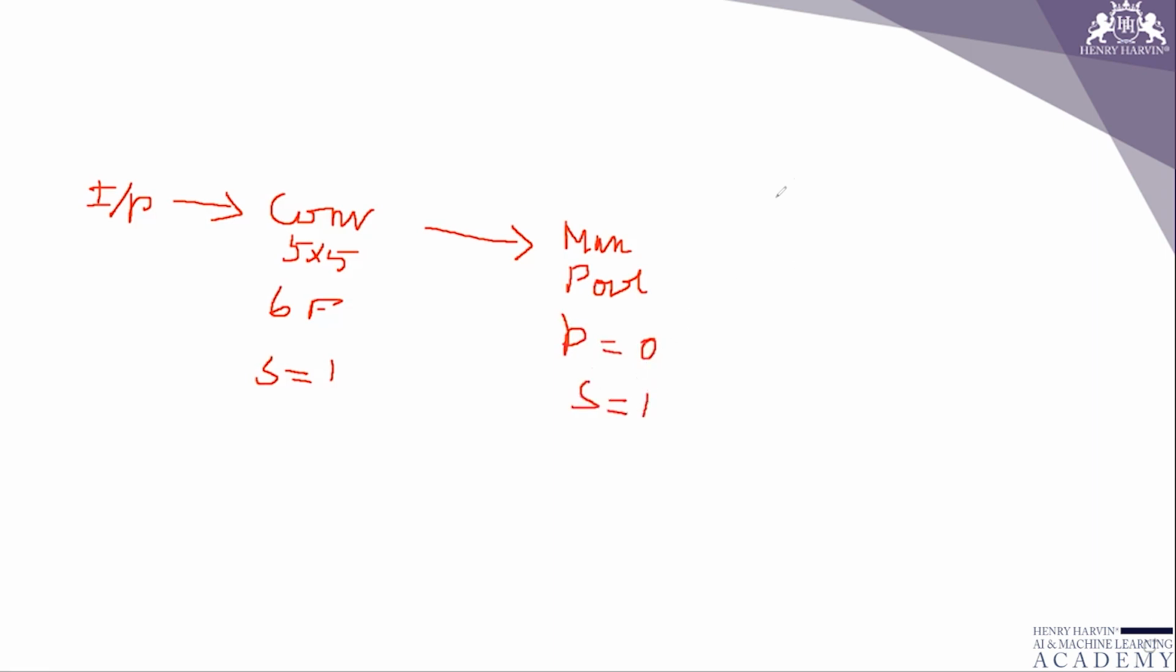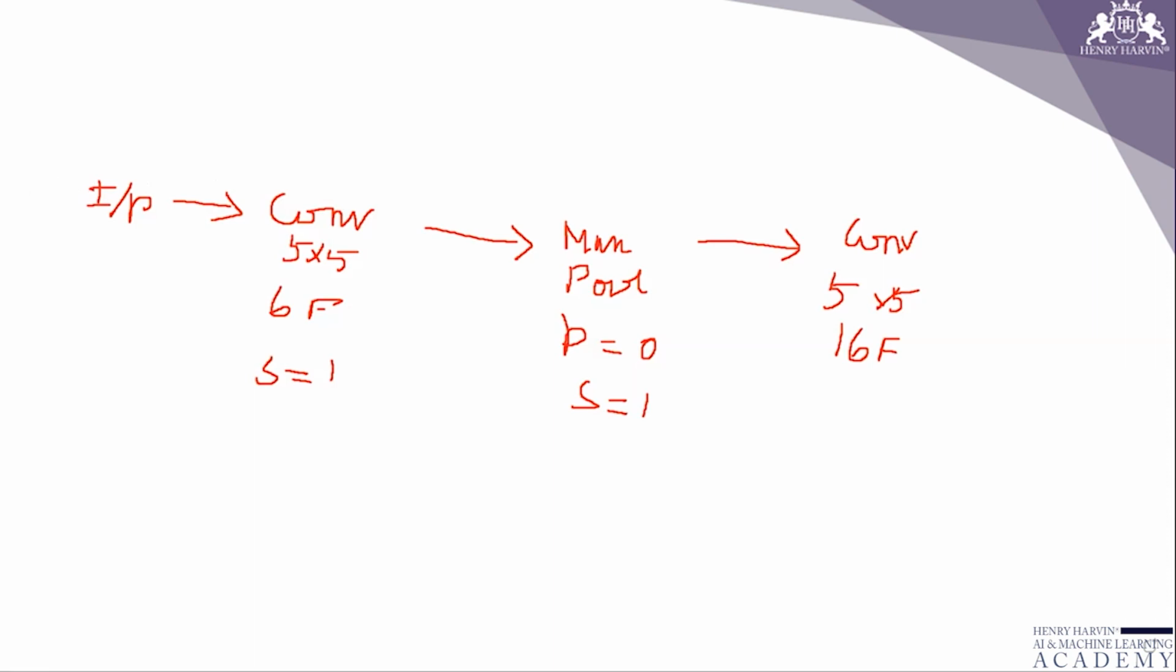And then it goes to convolution again. Here you can see convolution 5 cross 5, and it has around 16 filters. It has 16 filters. Let me correct this. Let me explain it to you.